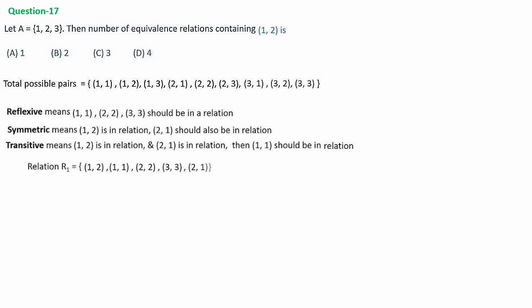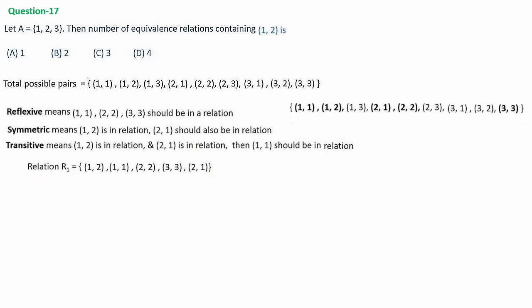transitivity. So relation R1 is equal to, first of all (1, 2) we have taken, that is our compulsory element. Next (1, 1), (2, 2), (3, 3). Next element is (2, 1). So by including all these elements, we have taken the first relation.